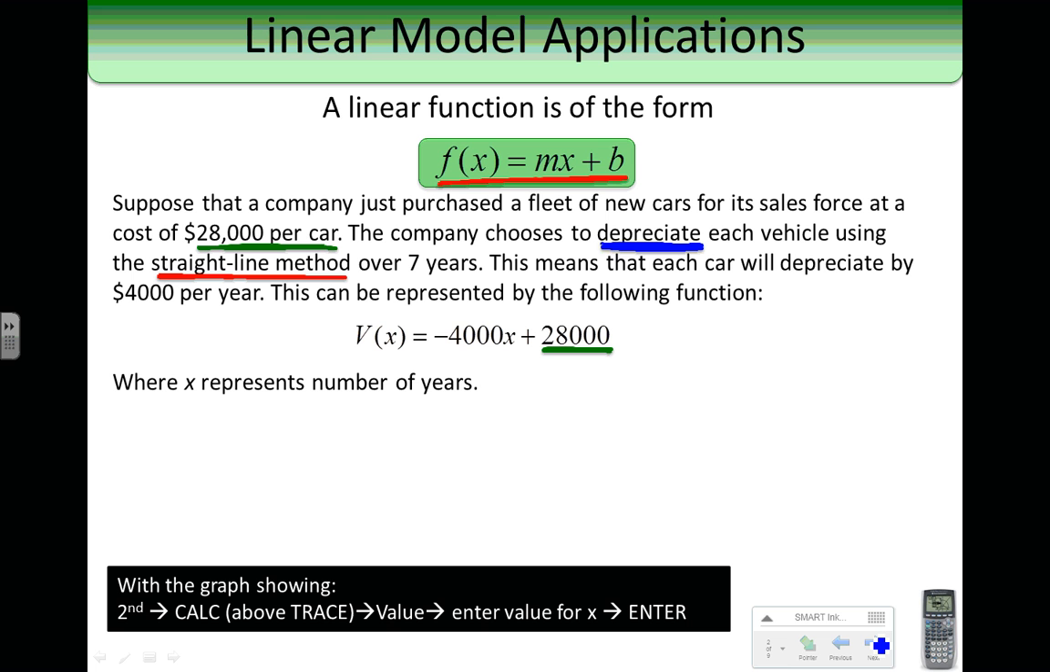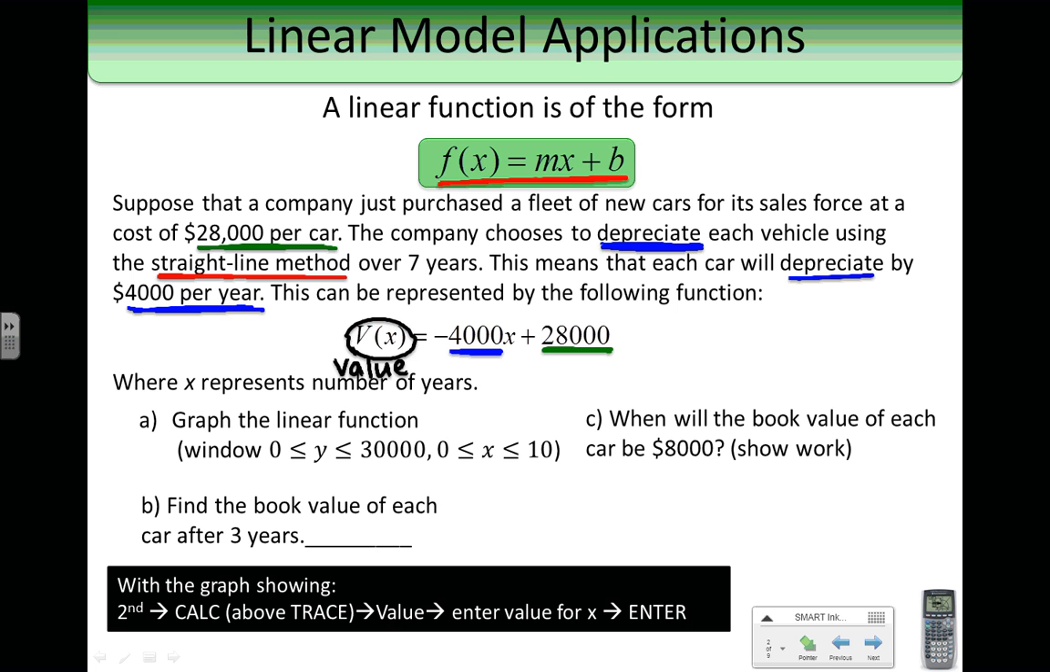So each car will depreciate, or go down in value, by $4,000 per year. This is why our slope is negative 4,000. Every single year it goes down by $4,000. So this is our function. x represents the number of years, which means our V of x is the total value of the car after however many years. V for value. So after x amount of years, what is the value of the car?